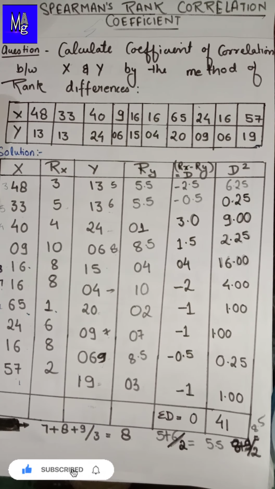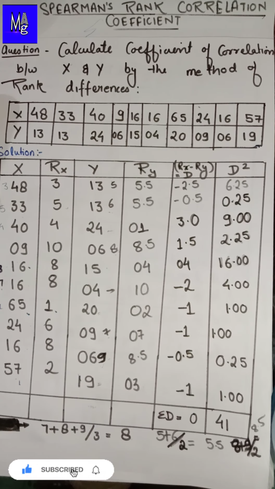In the x column, the highest value should be assigned rank 1, and then below that is 57, so it should be given the second rank, and then 48 should be given the third rank, and then fourth rank, fifth rank, sixth rank.